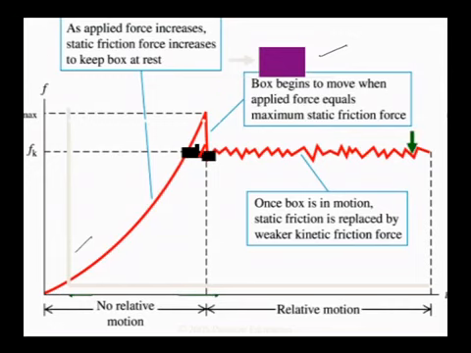Then suddenly, the limiting frictional force is reached and lastly it will be lost. Therefore, this is the area you can see where the body is actually moving. Once the box is in motion, static friction is replaced by weaker kinetic friction. As I told you earlier, kinetic friction is less than the limiting friction. So there is a relative motion of the body here.